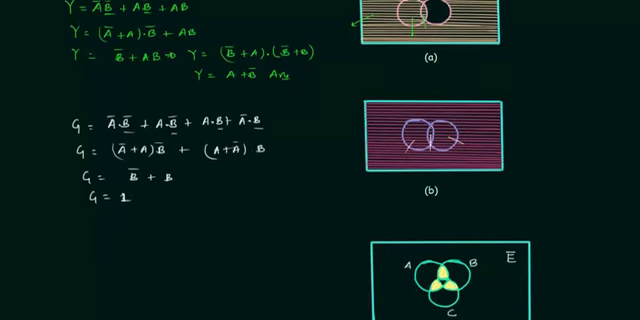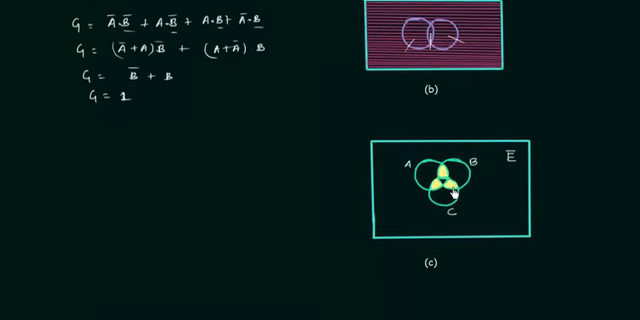Now I will solve the last problem, and in this we have three variables. Again we have to find out the minimal SOP form for the shaded region. In this case we have three variables. I think it will be good if you solve this problem. I will just give the options.